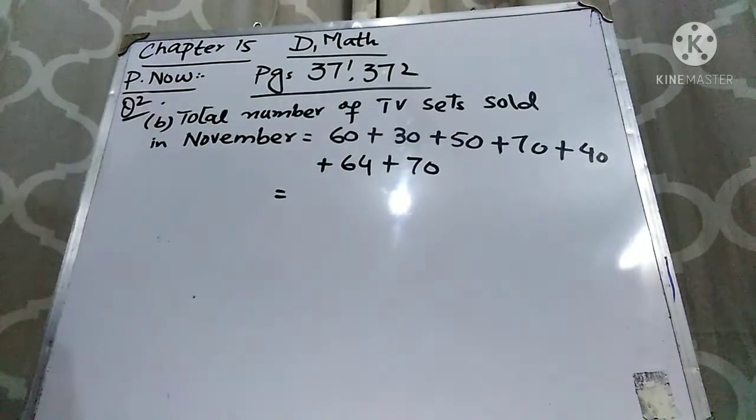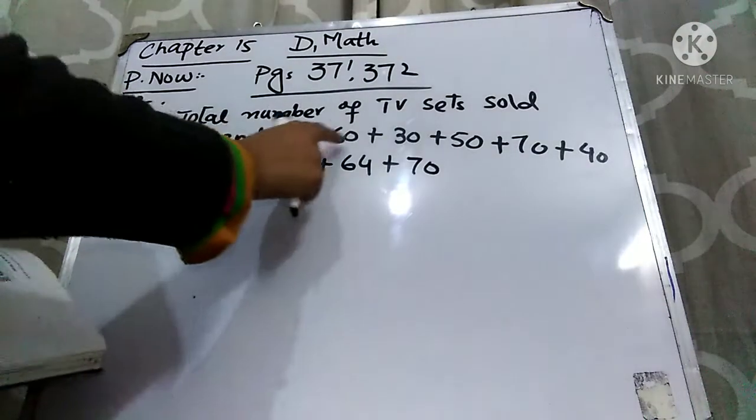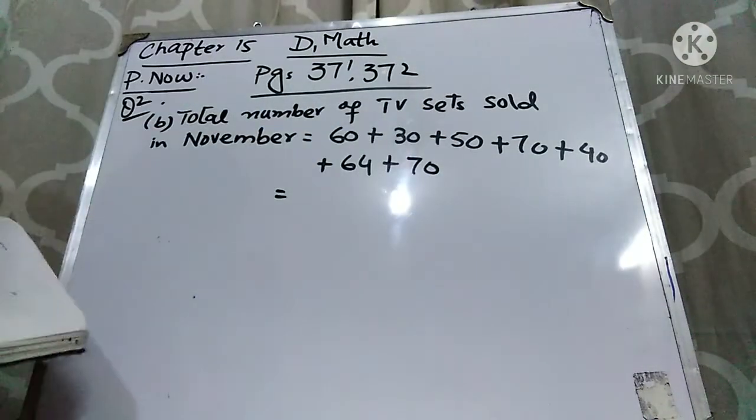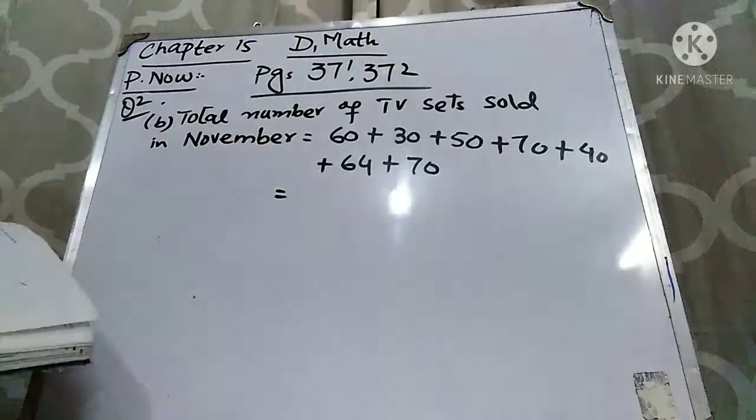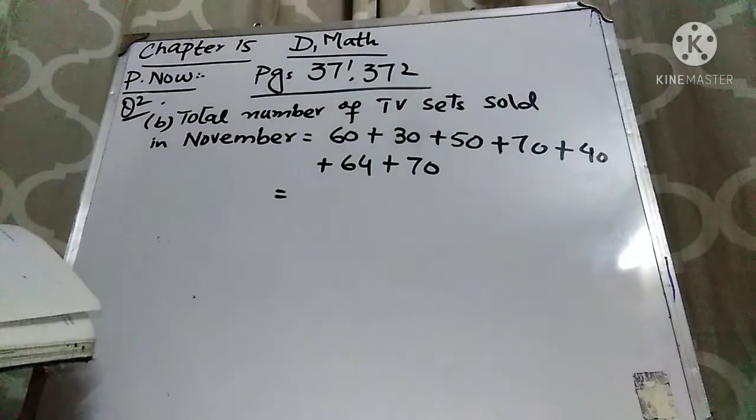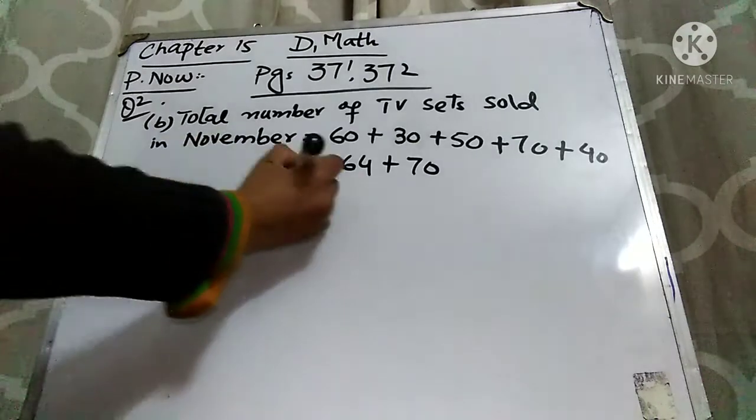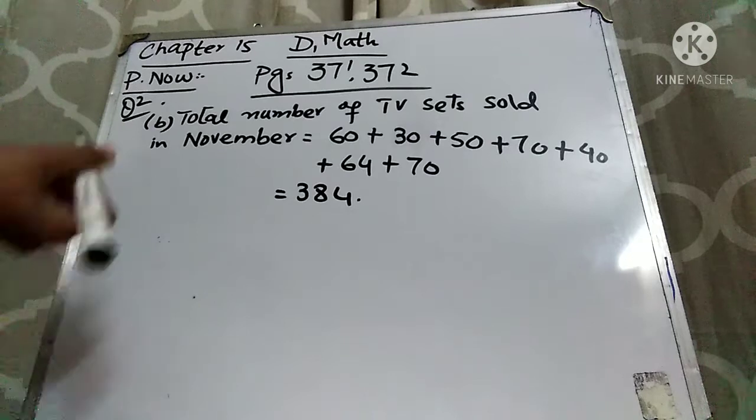When we add, we get 60 plus 30 is 90, 90 plus 50 is 140, so 140 plus 70, plus 40, plus 64, plus 70 will be equal to 384. Now in the same way you have to find out the total number of TV sets sold in December.